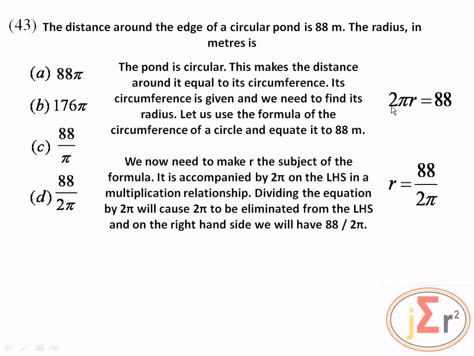Eliminating the 2 pi here, we will be able to say r is equal to something. Because we need r on the left hand side, we need to eliminate this 2 pi by dividing by 2 pi throughout the entire equation. The 2 pi is eliminated from the left hand side, and on the right hand side we have 88 divided by 2 pi. The correct answer is option D.